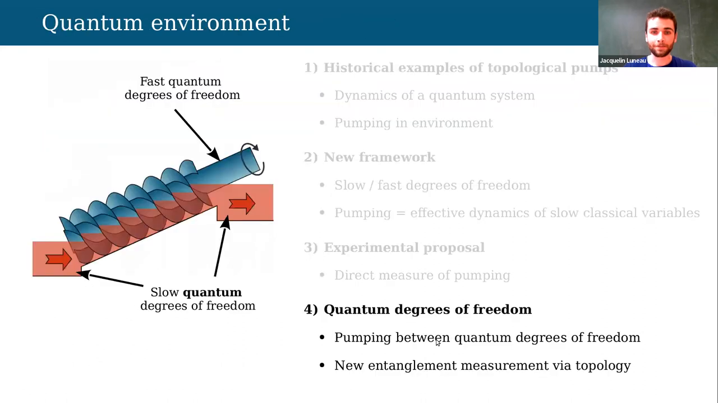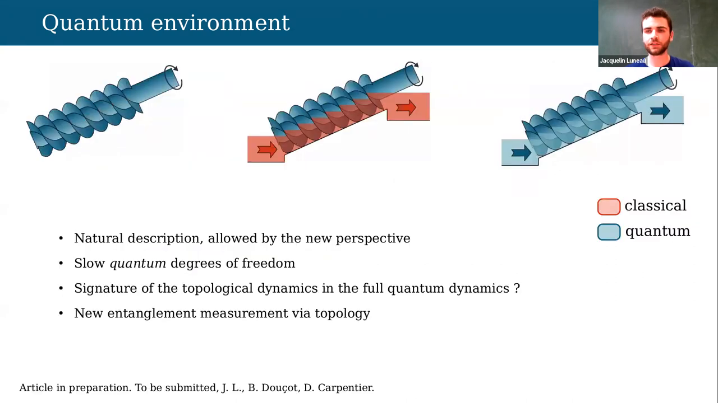So what I will discuss now is an extension of this framework, where we consider slow quantum degrees of freedom coupled to fast quantum degrees of freedom. So actually, this seems absolutely natural because now we consider a closed system with different degrees of freedom. So it is absolutely natural to.